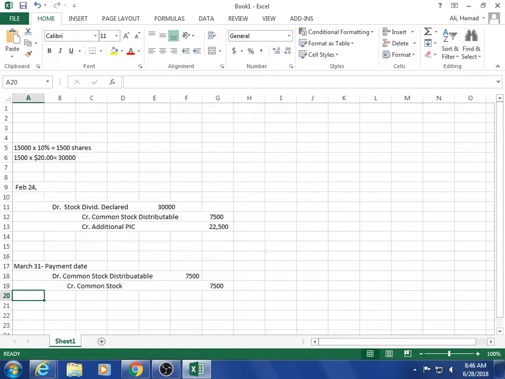Okay, so look at this: the before the split and after the split. It's the same one that we were looking at. The number of shares was 15,000, correct? Now after the split, it is 30,000. See that? The par value was 5, and now it is 2.50. The total is still the same, no change. Total contributed capital is still the same, no change.